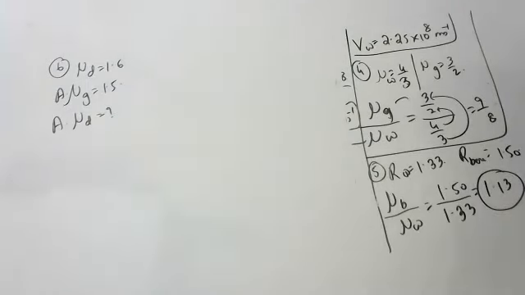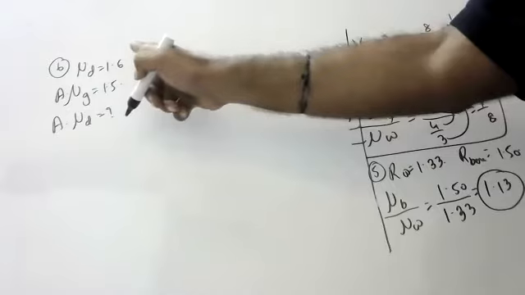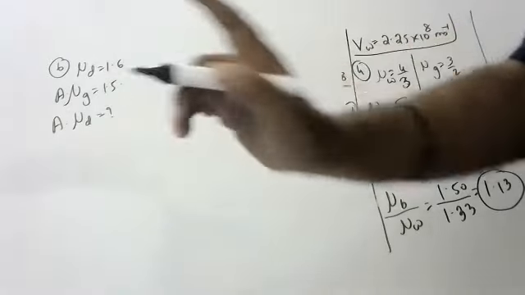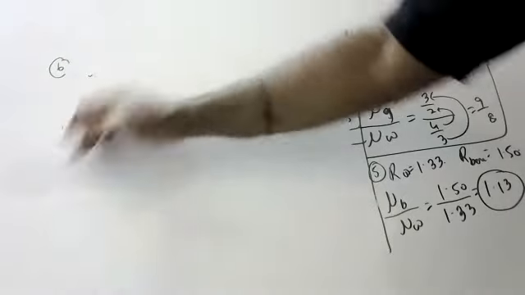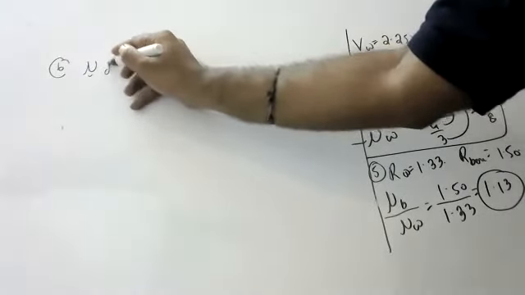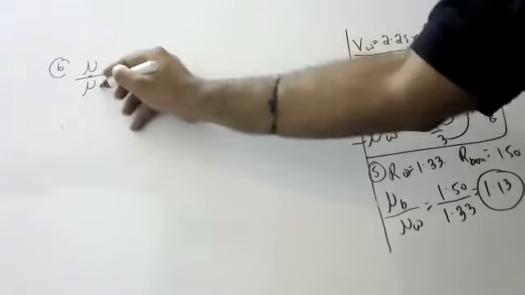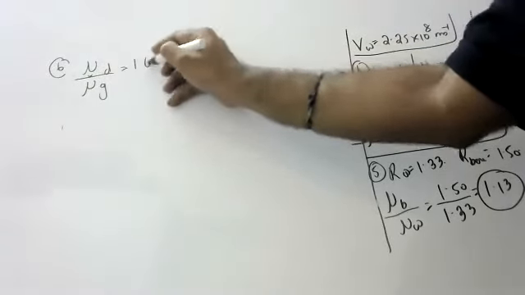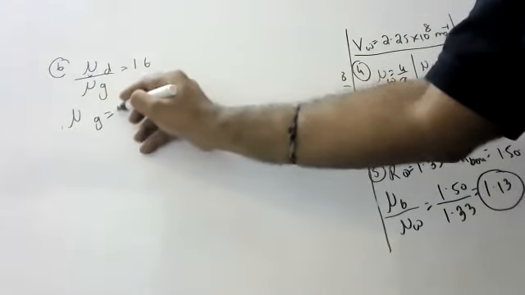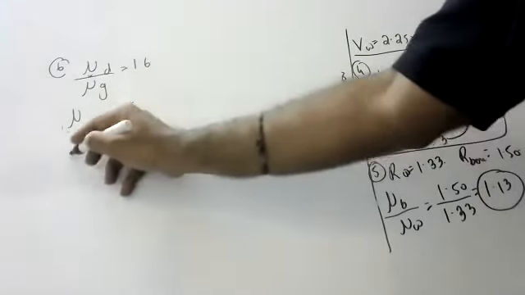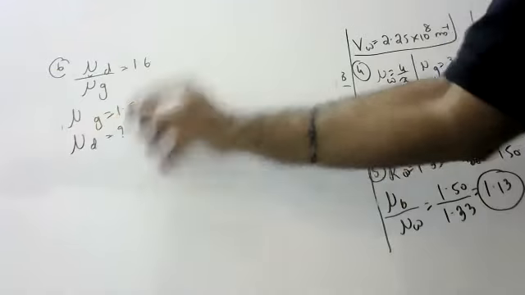Okay, children. So the question is, are you able to understand, children? They gave it like this. Sorry. The refractive index of diamond with respect to glass is 1.6. The absolute refractive index of glass is 1.5. What is the absolute refractive index of diamond? This is the question.